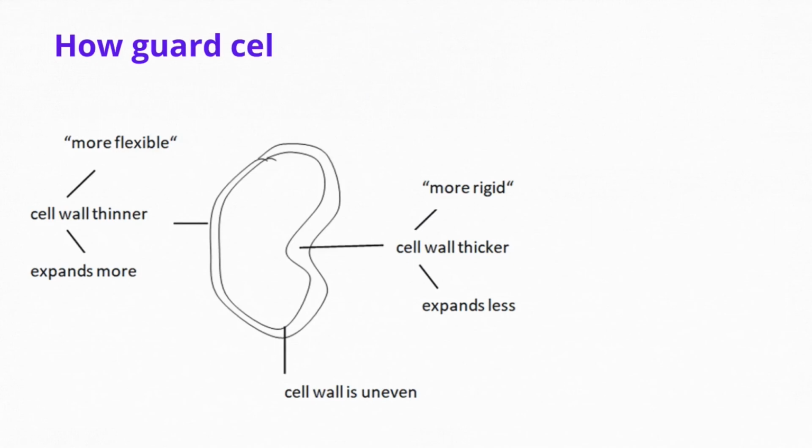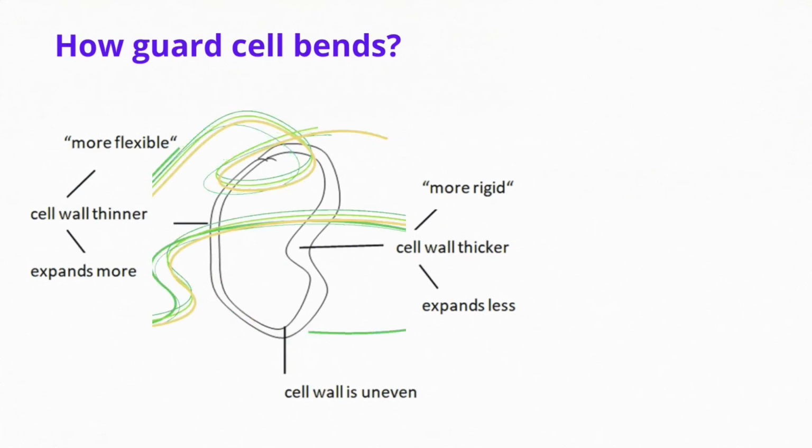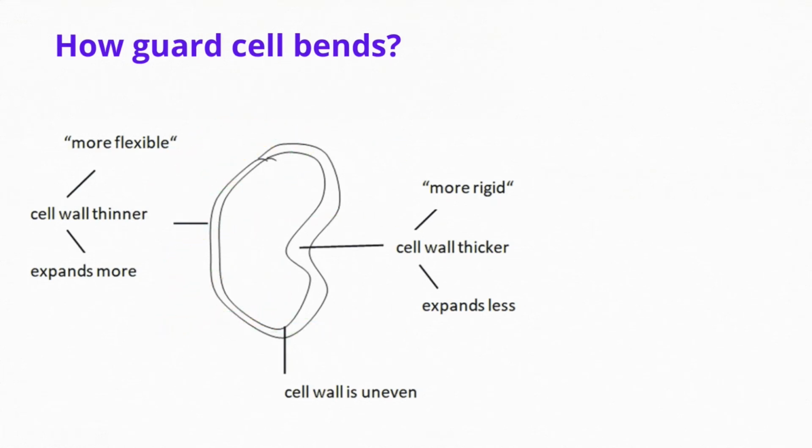How does a guard cell bend? As we know, many factors control the opening and closing of guard cells. Now let us look at the structural changes in the guard cell during bending. Let's begin with the structure of the guard cell.